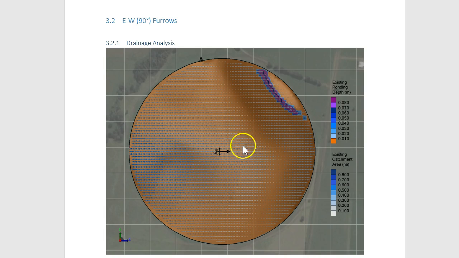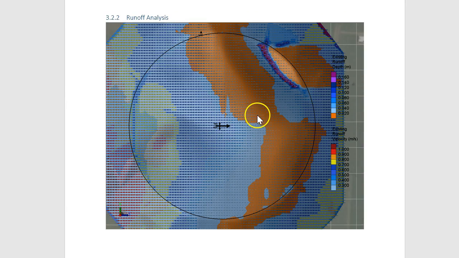Here's the same analysis if we run the furrows east-west. You see the drainage analysis still shows there would be ponding problems here. If you cut a drain through the furrows or the beds of the crop, then that would drain out, and that's possibly what they've done.